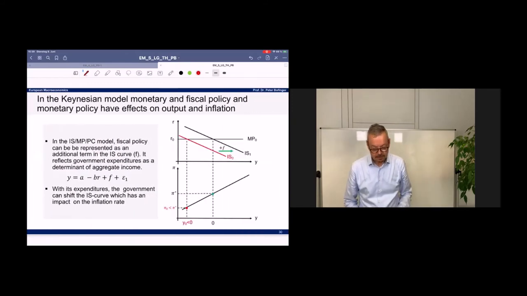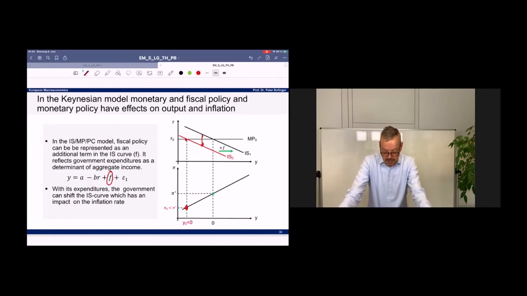So we can see in our very simple Keynesian model, we can include the government in our IS curve as an additional element of the IS curve, and with its expenditures, of course, the government can shift the IS curve as an additional argument in this IS curve. And so with its effect on the IS curve, the government can also target inflation. For instance, if we have a negative demand shock, so the IS curve shifts downwards, we get lower inflation, and we now have a situation of an output gap and a negative inflation gap.